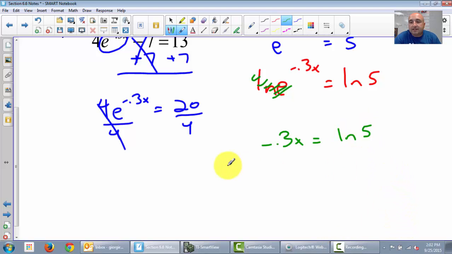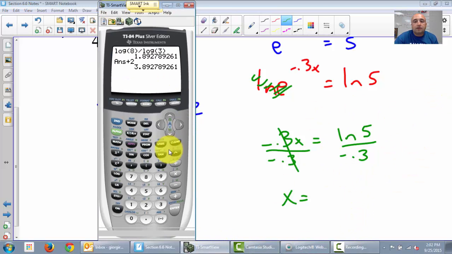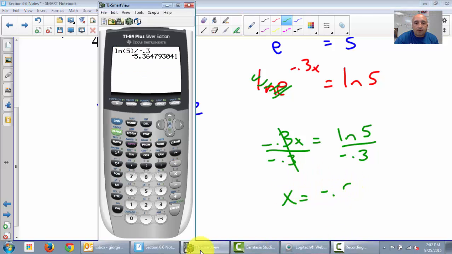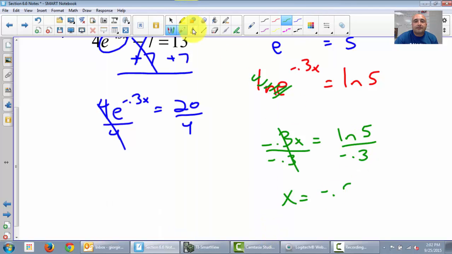And then last but not least, I'm going to get the x by itself, so I'm going to divide by negative 0.3. And x is equal to ln of 5 divided by negative 0.3. And that's simply a calculator problem. So clear everything out. ln of 5 divided by negative 0.3. Hit enter. My answer is negative 5.36.